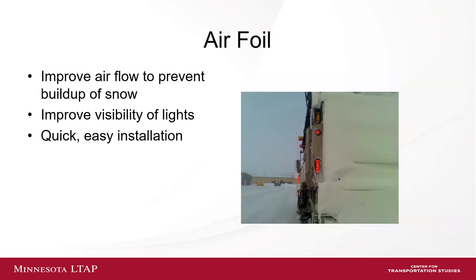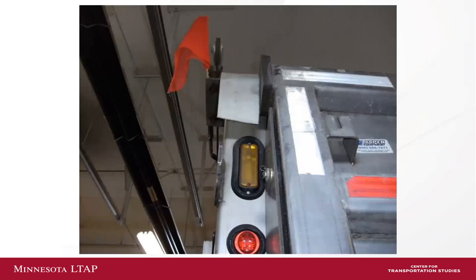Okay, another issue that we've had as more and more trucks are going to LED tail lights is that they don't get hot like our old incandescent bulbs did. So the snow builds up on them. So what can we do? Well, we designed a bunch of different airfoils to force the air down over those tail lights to increase visibility. And most of them have very quick and easy installation. This example was a MnDOT airfoil. You can see it's not real high tech, but it actually works.